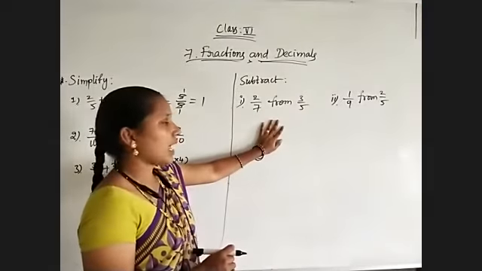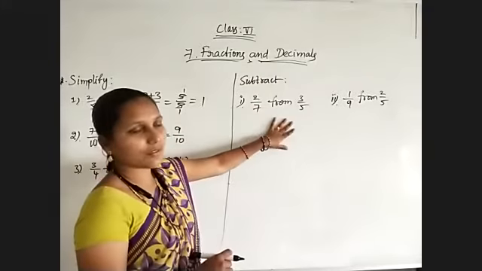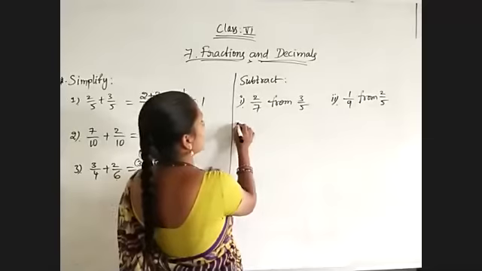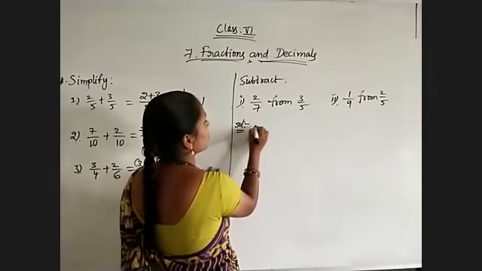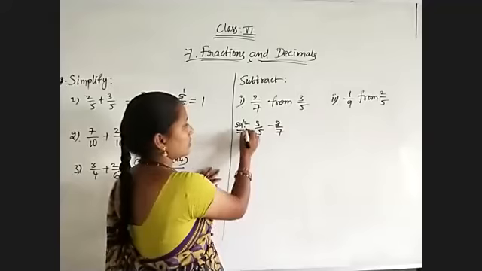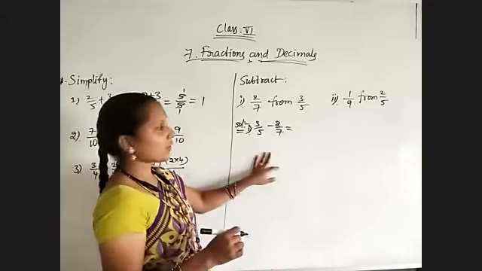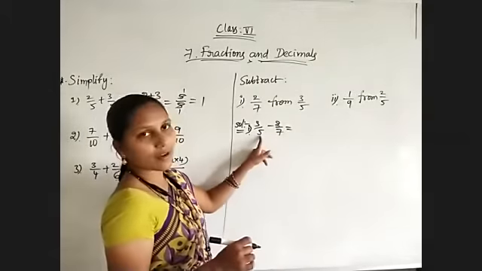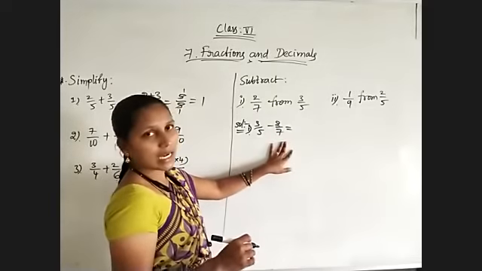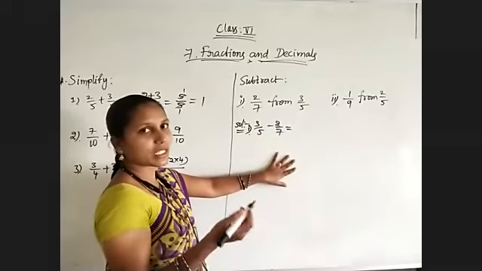Here, I already told you, subtract the first fraction from the second fraction given means the second one we need to take first. That is, they are asking for the first question, 3 by 5 minus 2 by 7. Both are unlike fractions. Why? Because one has 5 and the other fraction has 7 as the denominator. So we need to go with cross multiplication, otherwise LCM.